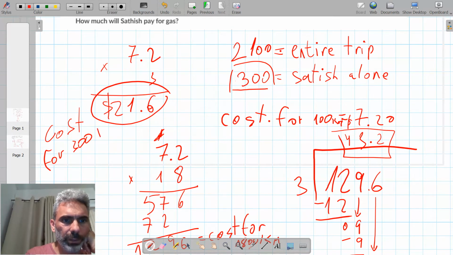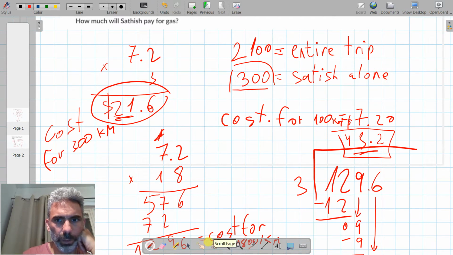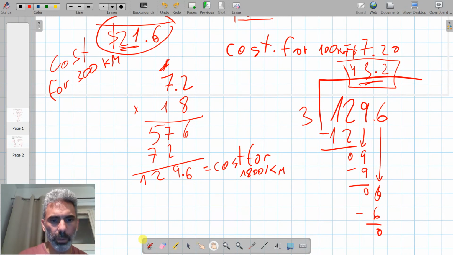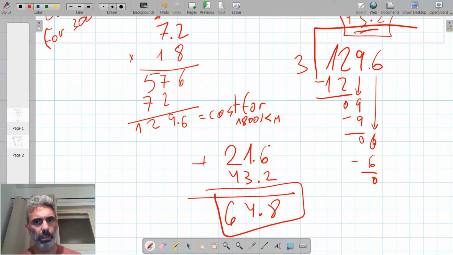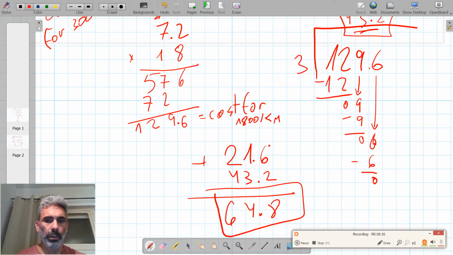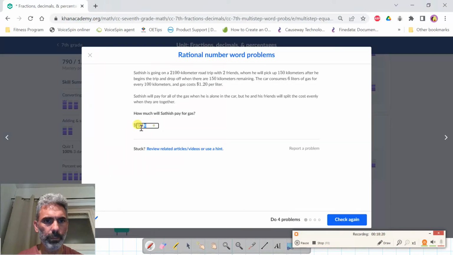So this is the cost for Satish for 300 kilometers. So we need to combine this and this to know how much Satish needs to pay for the entire trip. So 21.6 plus 43.2 is 64.80. Good.